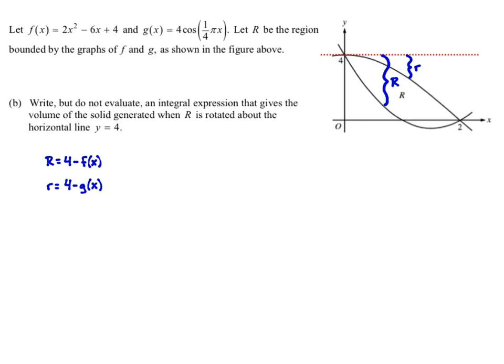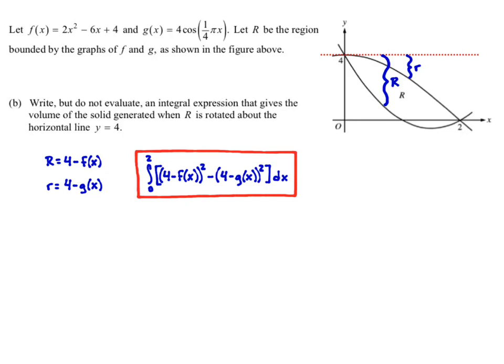Now, plugging that into our washer method, we would get the integral from 0 to 2 of (4 minus f of x) squared minus (4 minus g of x) squared dx. And I made a major mistake there because I forgot pi. So there should be a pi out front. And that is a major mistake. That's going to dock me points. Shame on me. Go ahead and fix it though.